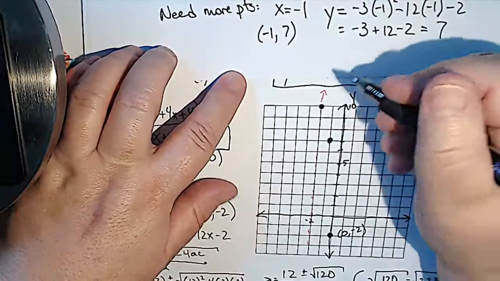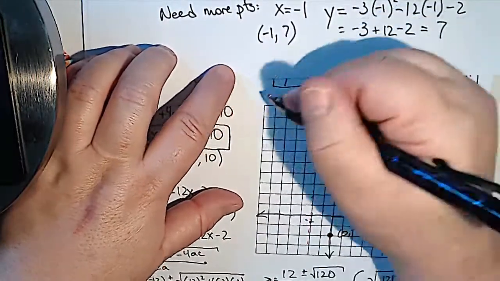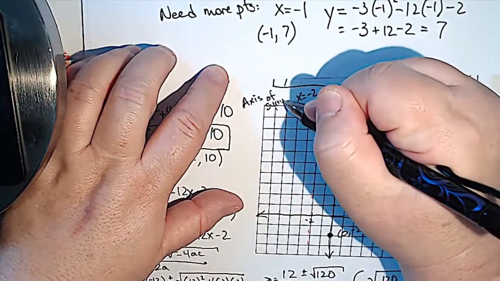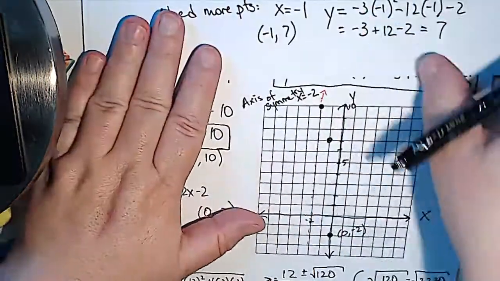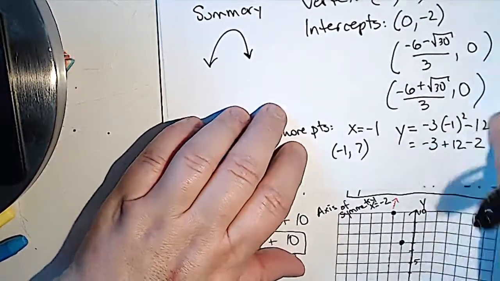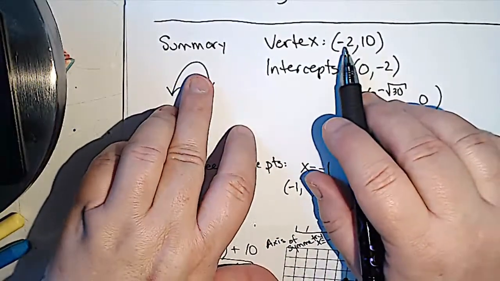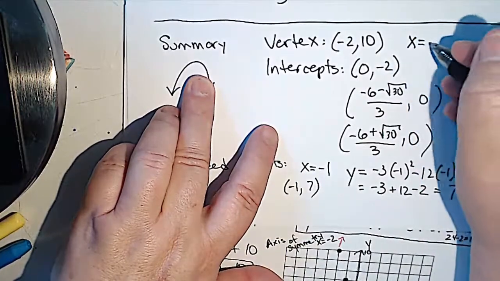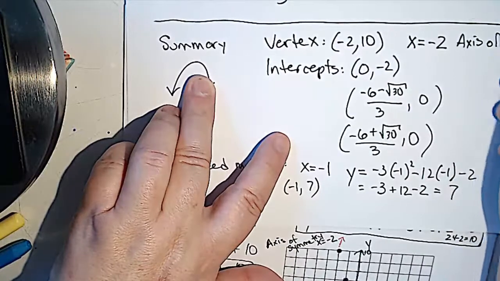This is my axis of symmetry. X equals -2. That's my axis of symmetry. All right, I'm going to write it on this page on the summary, so you'll have this in your notes. If the vertex is at (-2, 10), then you take the x coordinate and you make that into a line. And that's the axis of symmetry.